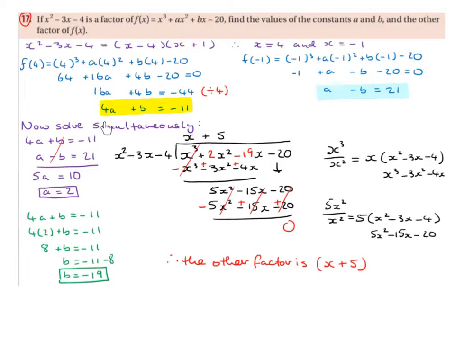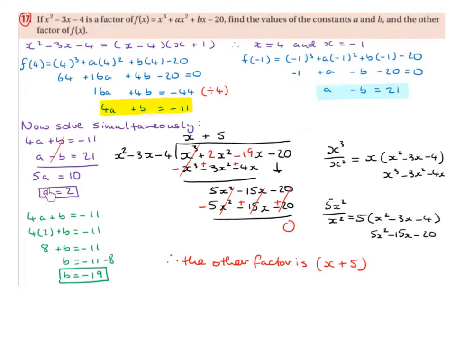Now we're going to solve them simultaneously. So we take the 4a plus b equals minus 11, write it down here. Take the a minus b equals 21, write it down here, and solve simultaneously. So the b and the minus b will cancel out straight away. We didn't have to change any signs. 4a plus a is 5a, minus 11 plus 21 is 10. And 10 divided by 5 is 2, so a is equal to 2.